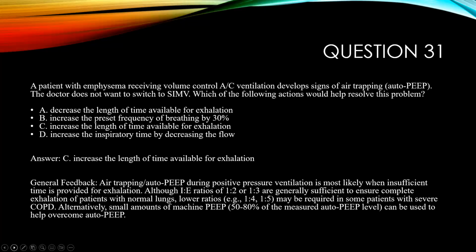Alternatively, small amounts of machine PEEP, so 50 to 80% of the measured auto PEEP level, can be used to help overcome auto PEEP. You can also fiddle around with your tidal volume. You can fiddle around with your rate. The problem with that is you're also going to be changing your acid-base balance. So if the patient happens to also be alkalotic on top of that, then could you work the rate? Could you work the tidal volume? Yes, and by default, reducing the rate and reducing the tidal volume will leave more time for exhalation, but you will be changing ventilation. So be very, very careful with that.